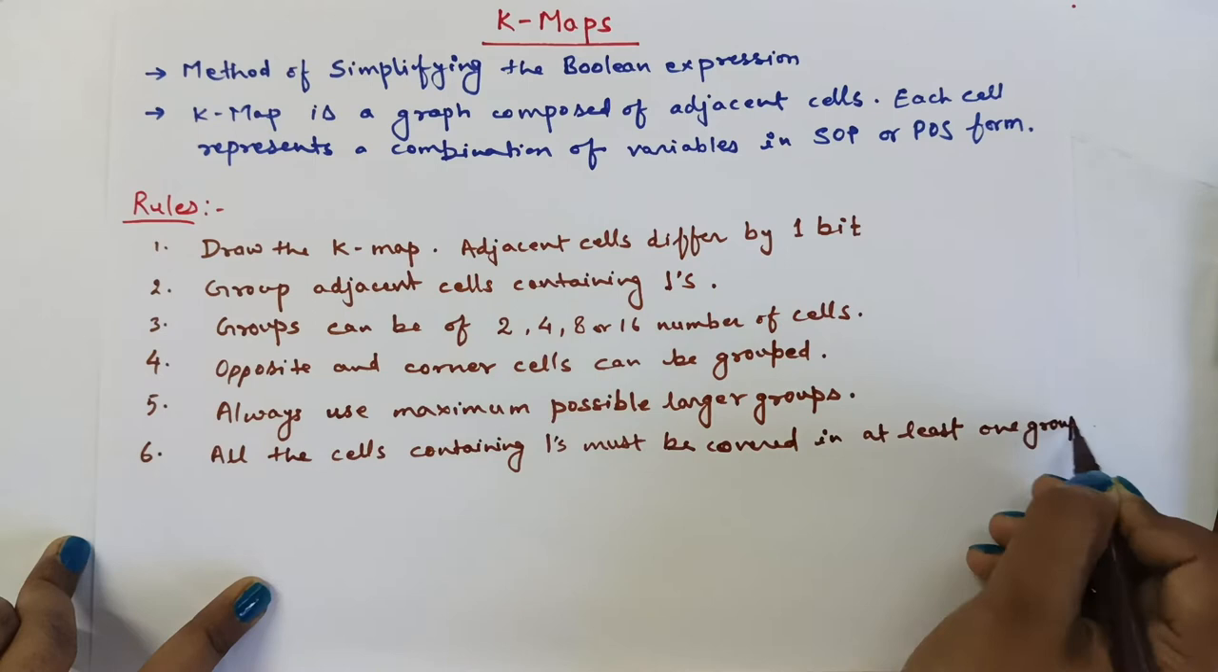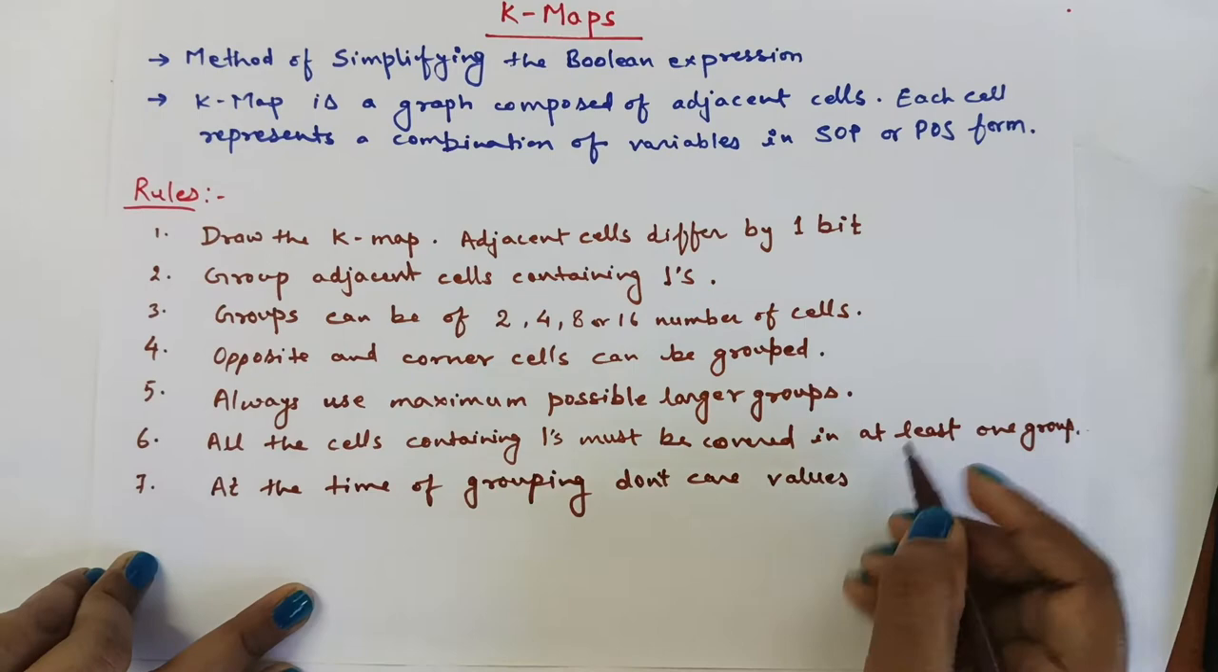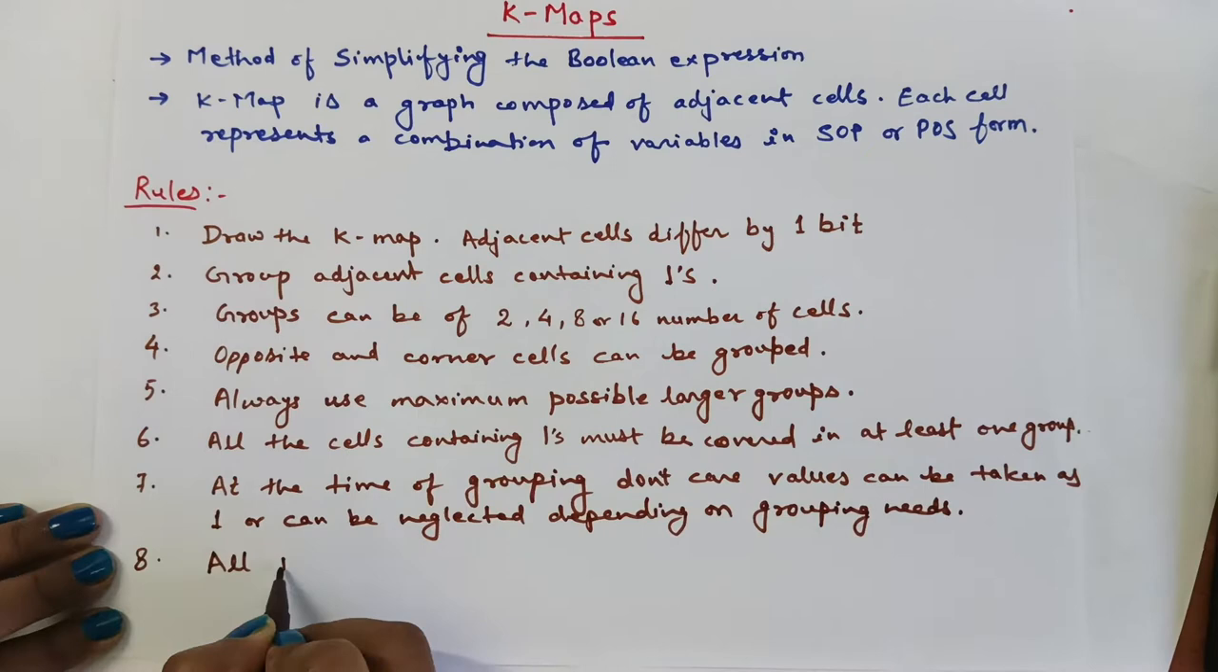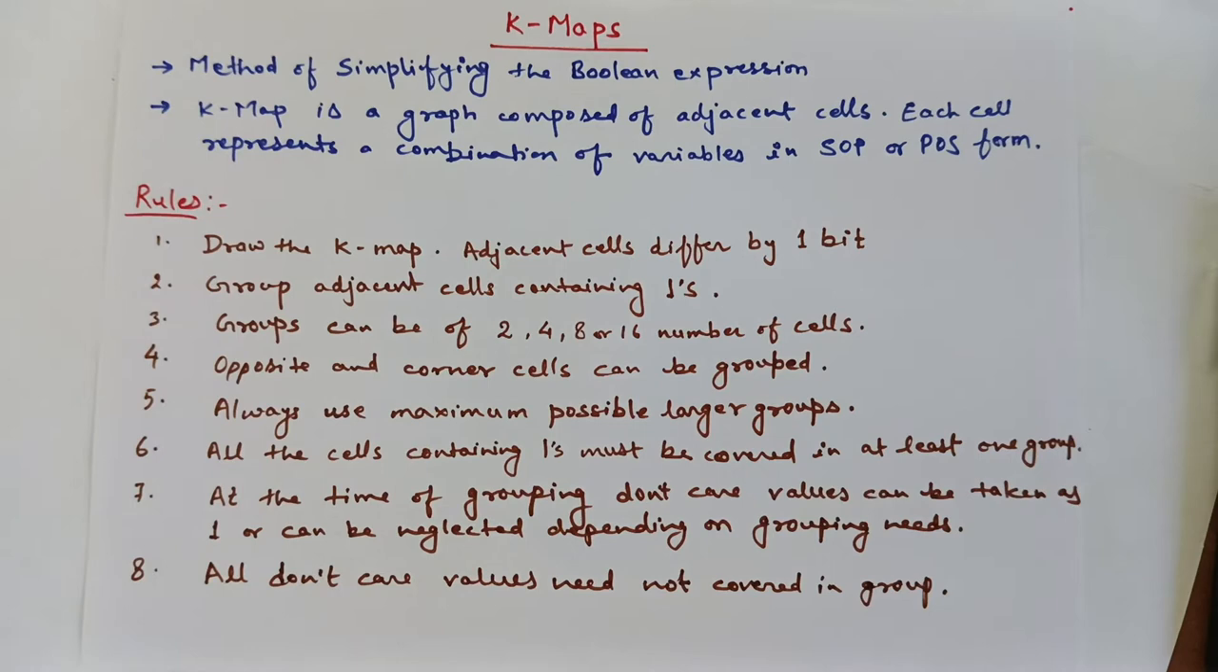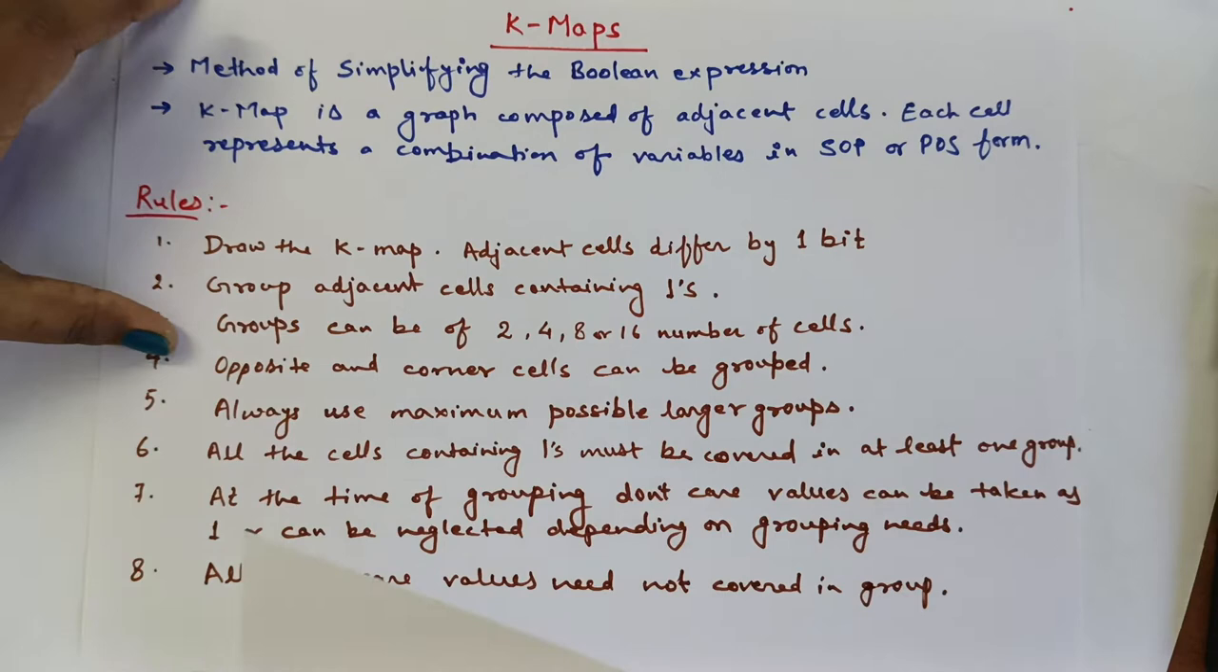At the time of grouping, don't care values can be taken as 1 or can be neglected depending on the grouping needs. And all don't care values need not be covered in groups. So these are the rules, and we will understand the procedure using examples. So let us see the examples.